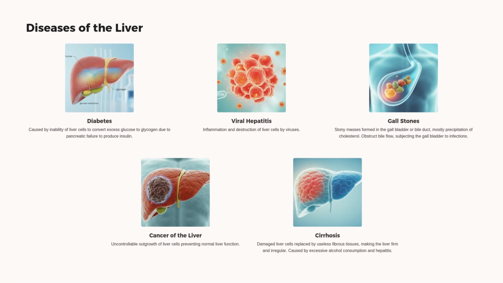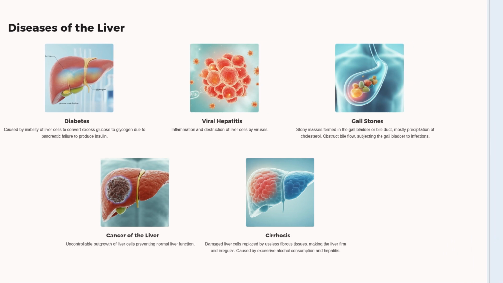Gallstones. Stony masses formed in the gallbladder or bile duct, mostly precipitation of cholesterol. Obstruct bile flow, subjecting the gallbladder to infections. Cancer of the liver. Uncontrollable outgrowth of liver cells preventing normal liver function. Cirrhosis. Damaged liver cells replaced by useless fibrous tissues, making the liver firm and irregular. Caused by excessive alcohol consumption and hepatitis.